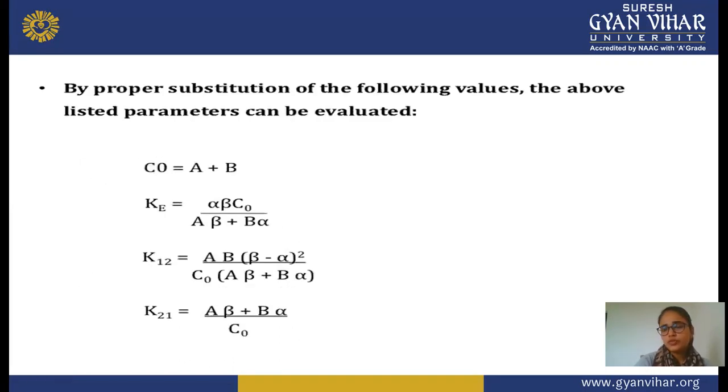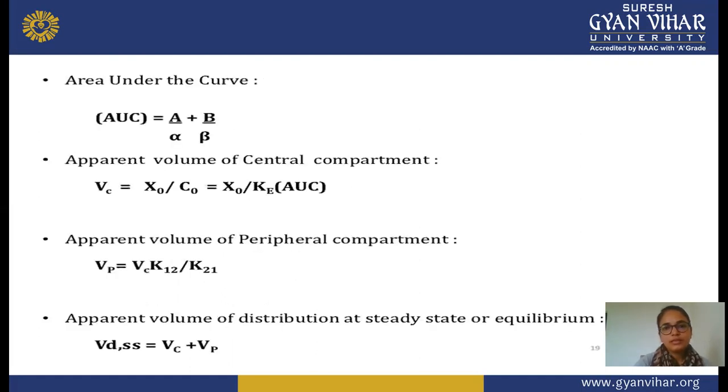And by the proper substitution of the following values in the above listed parameters, we can evaluate C0 = A + B. And when we talk about the elimination rate, K = alpha beta C0 divided by (A beta + B alpha). And when we talk about transfer from the central to the peripheral compartment, K12 = AB(beta - alpha)^2 divided by C0(A beta + B alpha), and K21, that is for the peripheral compartment, = (A beta + B alpha) divided by C0.